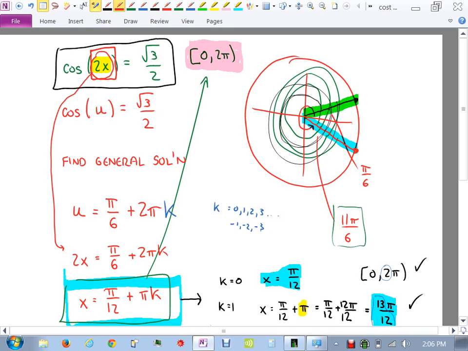So let's do another one. I'll just start a new page here. Which one do you want? That one? Okay. So let's say we have cosecant of 2x equals 1/2. Now, first of all, I don't like cosecant. Well, I like it, but I'm going to act like I don't. And I'm going to rewrite it as 1 over sine 2x equals 1/2.